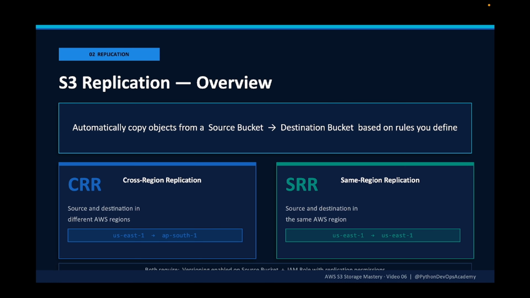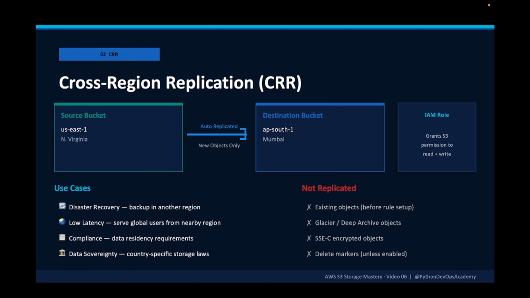Let's go first with cross region replication. What is cross region replication? It means your data is copied across regions. Like, I have a bucket in the US East 1 region and I want to copy the data into the Mumbai region or Singapore region. For that we have to enable versioning on the source bucket and attach the IAM role, meaning grant the permission to both buckets. So we will do that.